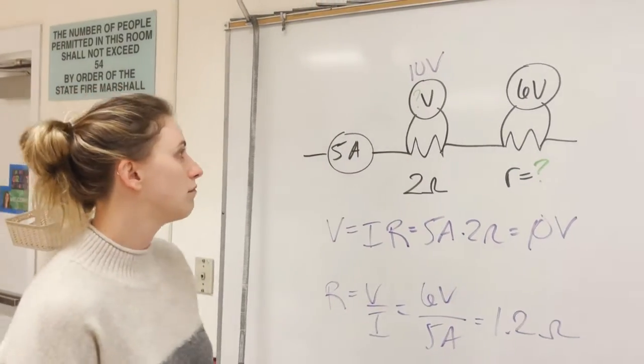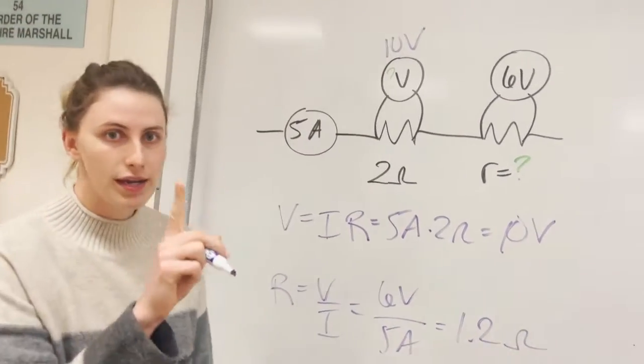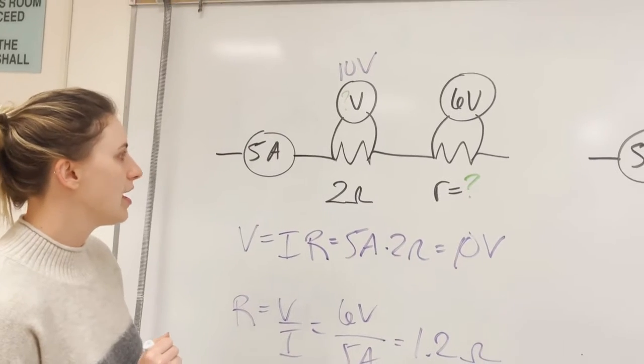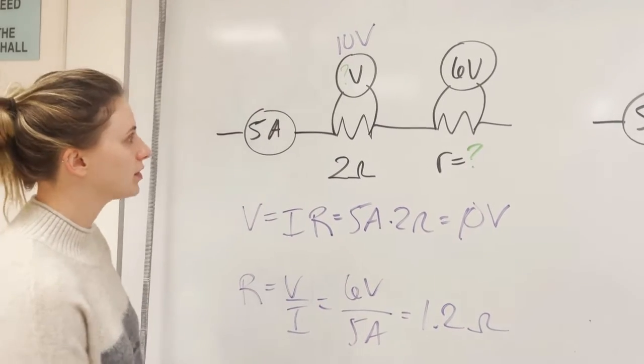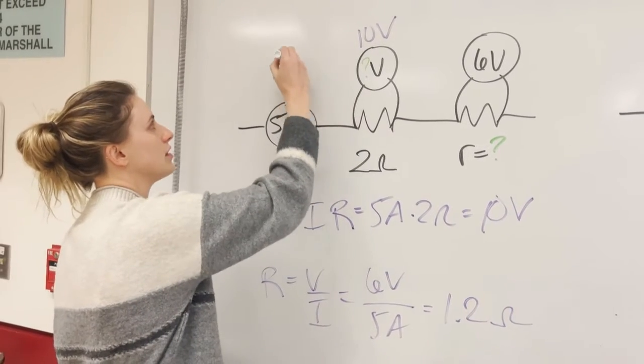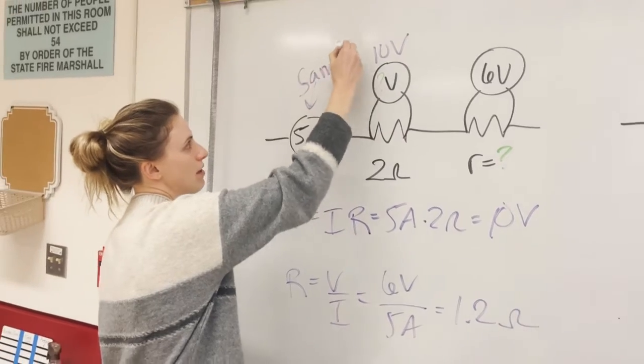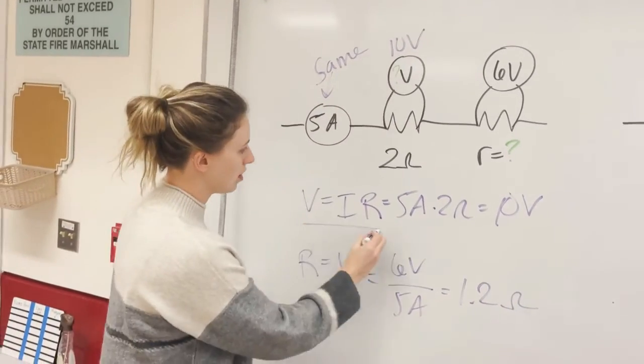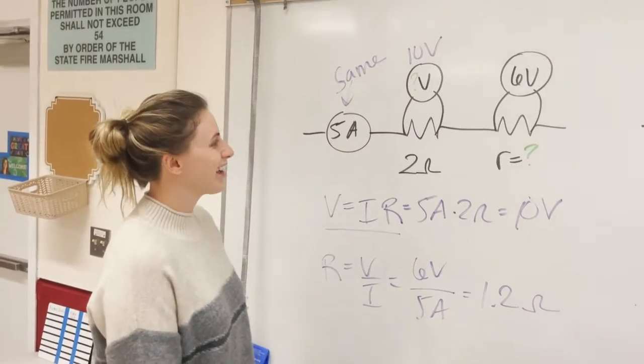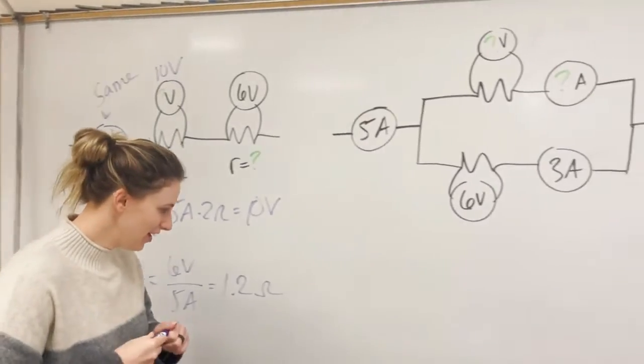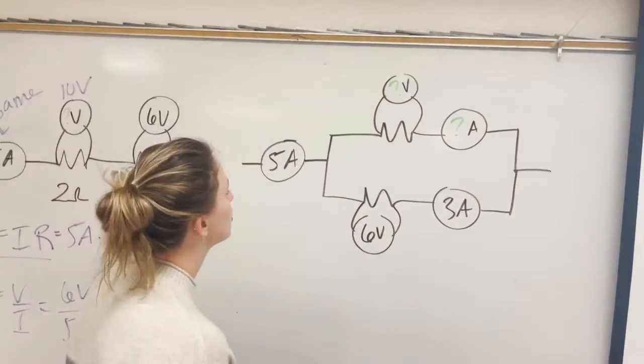So what do we do here? We recognize that it's a series circuit, and then we have to realize that in a series circuit, our current is constant. It's the same everywhere, and we can use Ohm's law to dissect it. Yes, ma'am. That's a great start. Let's go ahead and move on to this guy right here.